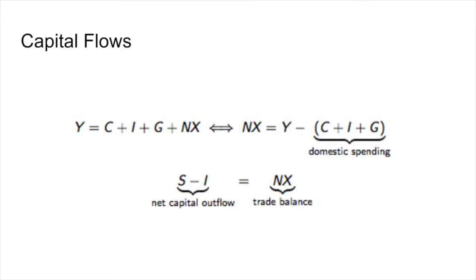Trade balance equals savings minus investment, which is equivalent to net capital outflow. In a trade deficit, net capital outflow is greater than zero. In balanced trade, net capital outflow equals zero. In a trade surplus, net capital outflow is less than zero.